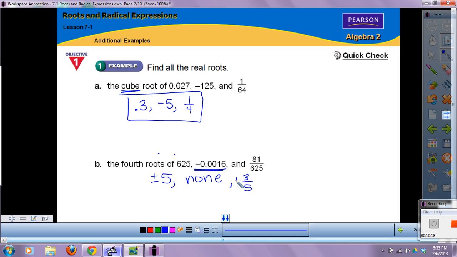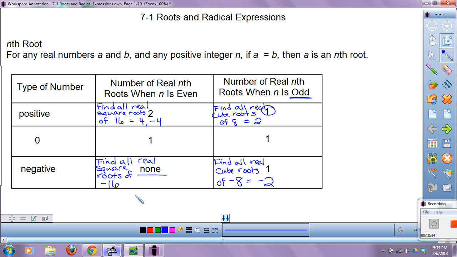But also, if we do negative 3/5 times negative 3/5 times negative 3/5 times negative 3/5, since we're multiplying it an even number of times, a negative times itself an even number of times is going to give you a positive answer. And that goes back to our chart. If you're taking an even root, the fourth root, the square root, the sixth root, eighth root, then you're going to have those two answers, the positive and the negative answer. Only with odd roots, like the cube root, fifth root, etc., will you just have one answer.